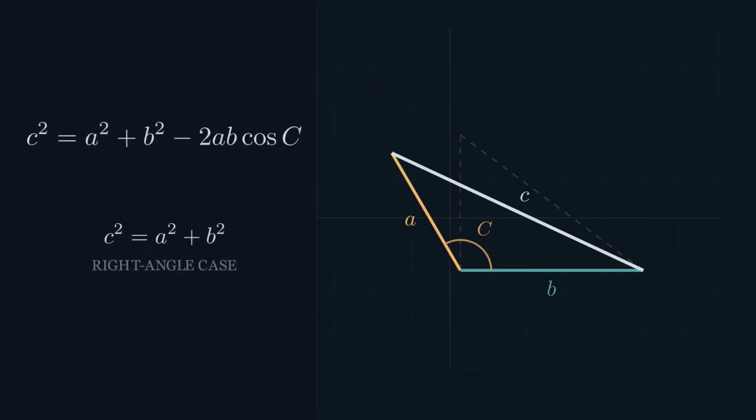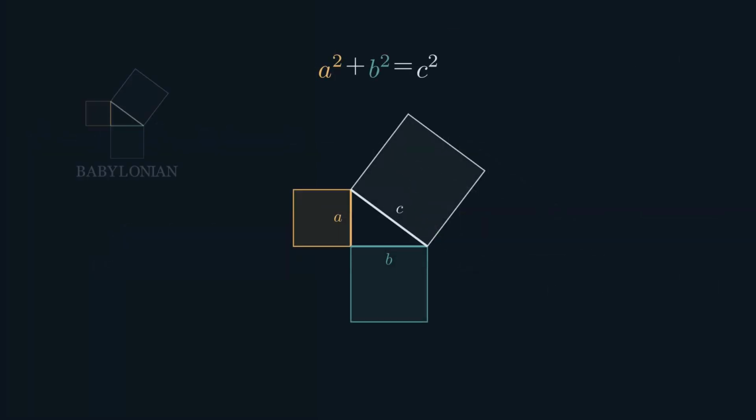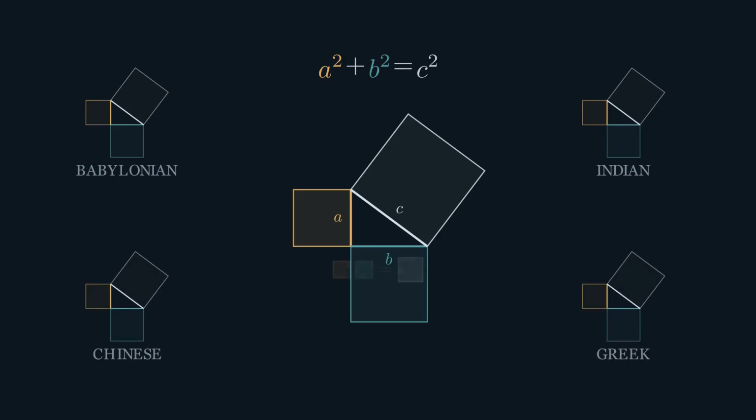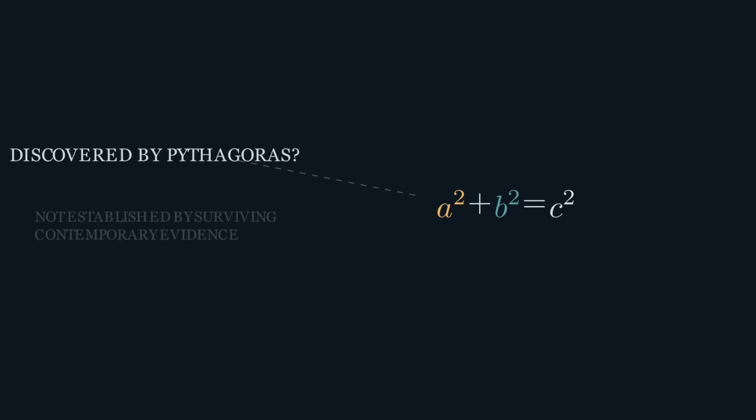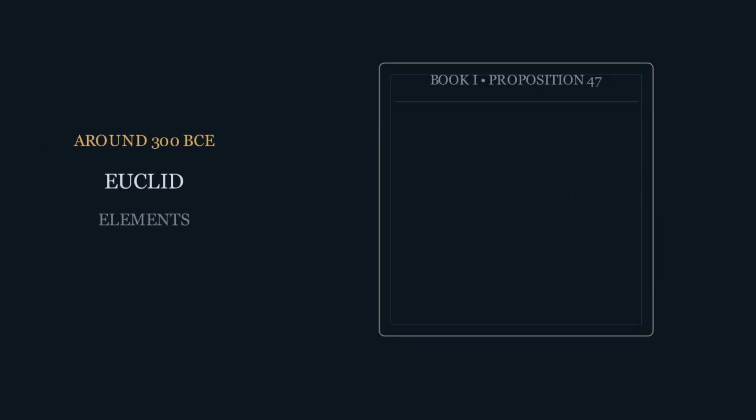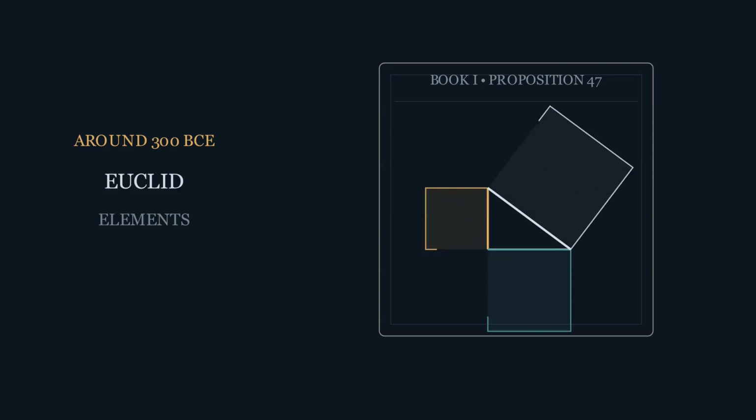This relationship was studied in Babylonian, Indian, Chinese, and Greek mathematical traditions long before the modern equation existed. Its familiar name is not its complete history. No surviving contemporary evidence establishes that Pythagoras discovered it or supplied the first proof. Around 300 before the Common Era, Euclid recorded a geometric proof in the Elements before symbolic algebra gave the theorem its familiar form. The search for proofs did not end in antiquity.